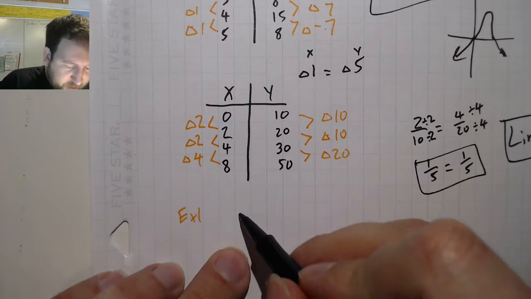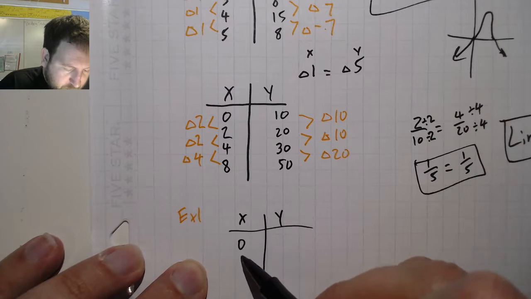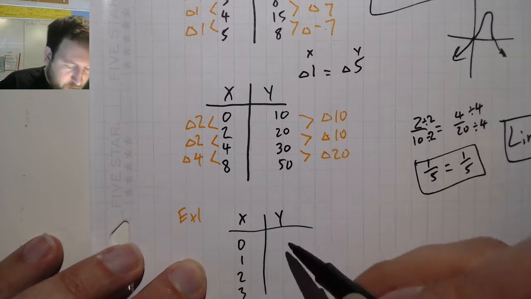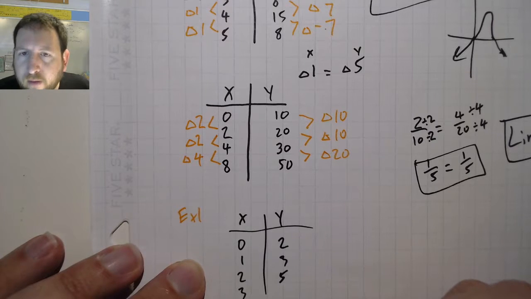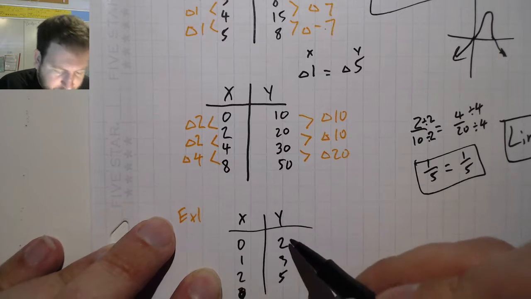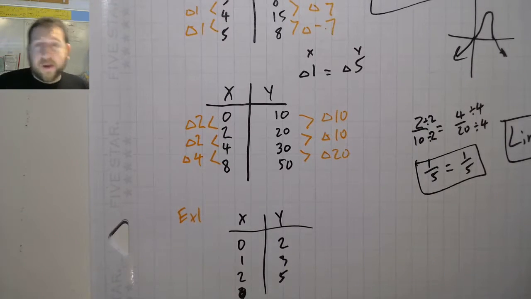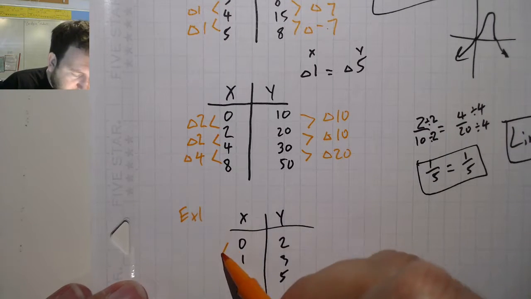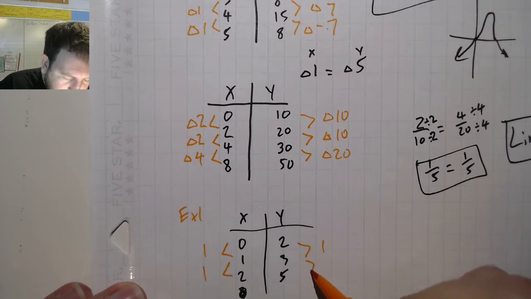All right, our little t-chart, x and y, we have 0, 1, 2, 3, 4. And our y's, we have 2, 3, 5, 4. Oops, I don't have a 3, I see. 2, 3, 5, 4. Okay, I'm going to do the same thing I did before. Let's take a look at some changes. Okay, I have a 1, I have a 1, I have a 1, and I have a 2.